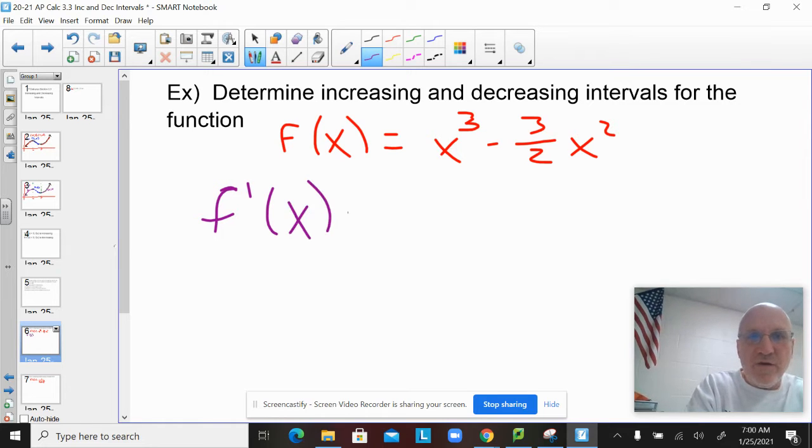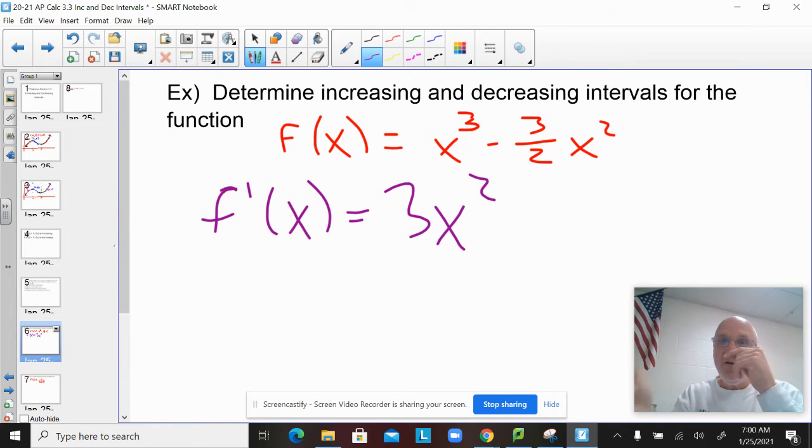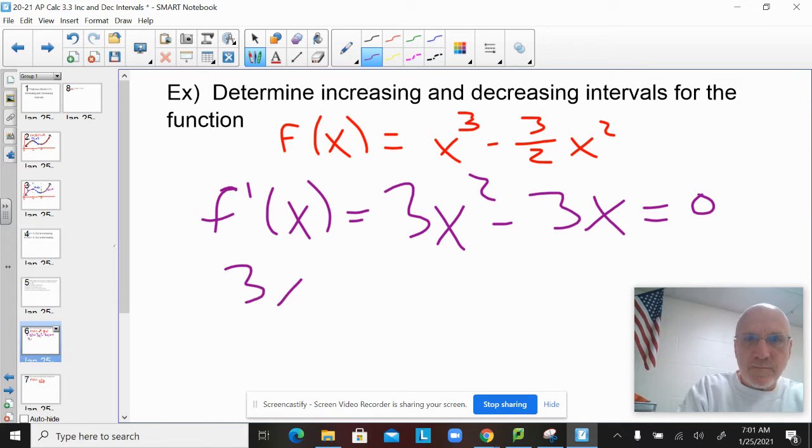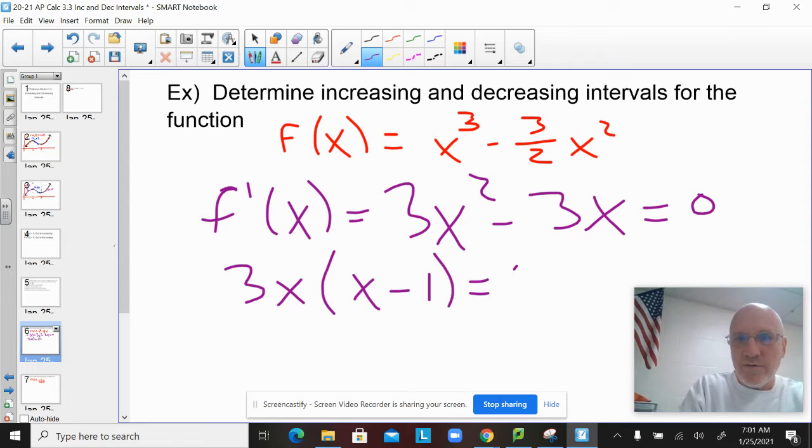The derivative of this function is 3x squared, and then 2 times 3 halves is 6 halves, which is 3, so minus 3x. There's the derivative. The critical numbers are where that derivative either equals 0 or is undefined. That derivative, 3x squared minus 3x, is never undefined, so I need to know where it equals 0. I'm going to set it equal to 0 and solve for x, and I see a GCF of 3x, which leaves me with x minus 1 equals 0.